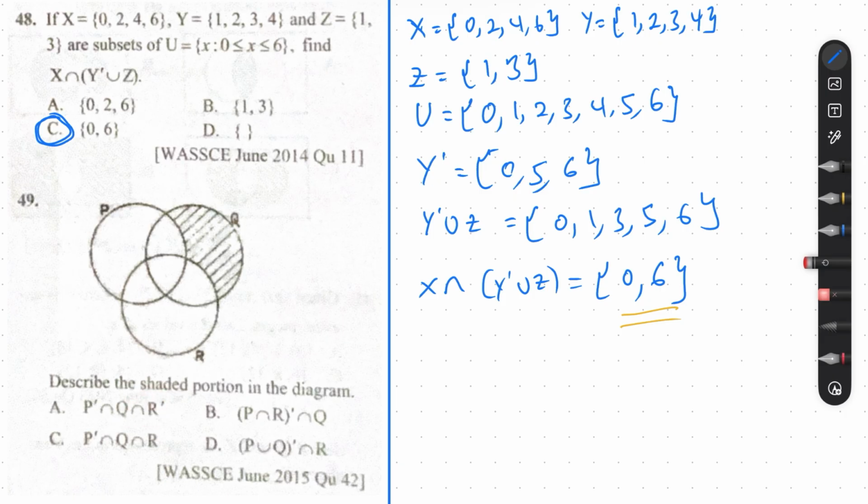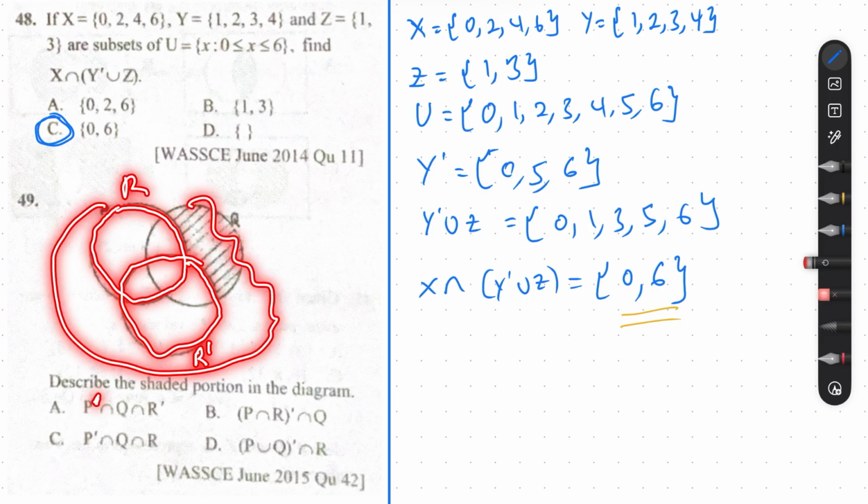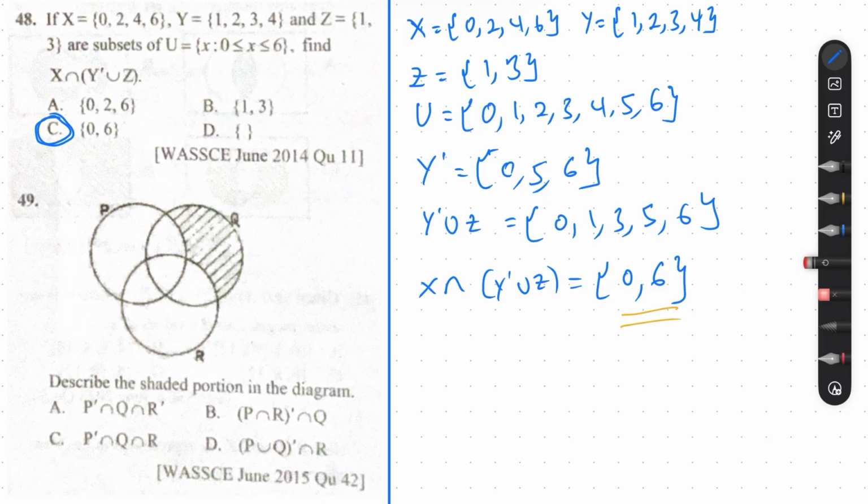So what that means is everything outside of P, which is P complement, and everything outside of R, which is R complement. Okay, so everything here right now is outside of P and R. So that means this is not part of our set, because if P complement, we have R complement here, and now we have Q, intersection Q. Now that means intersection Q.